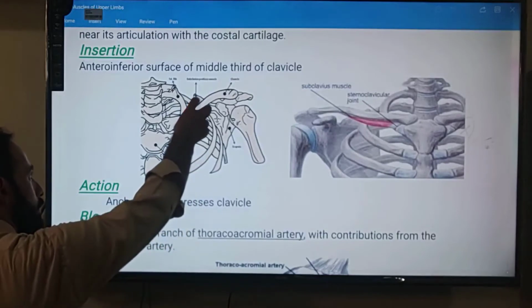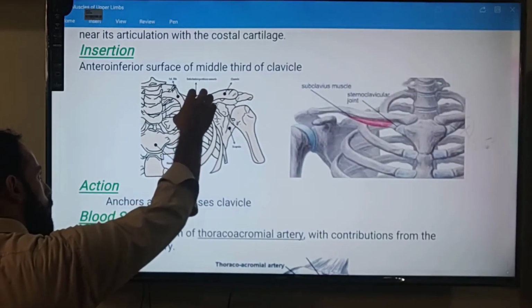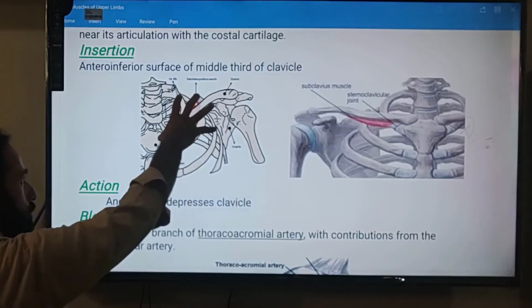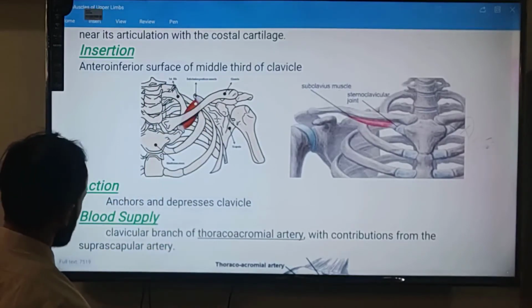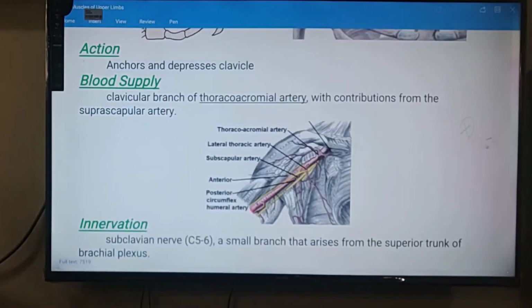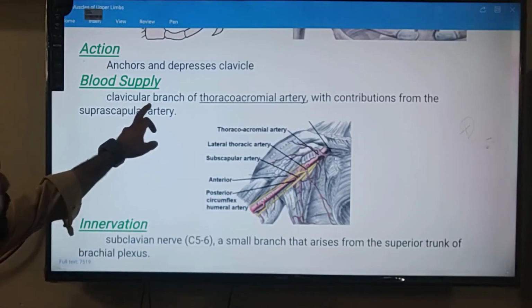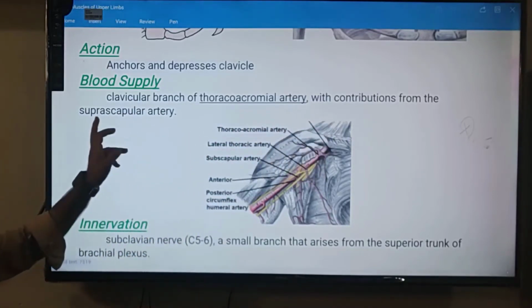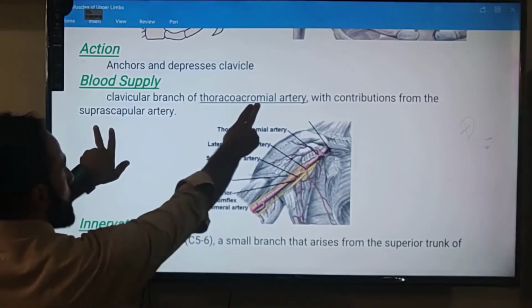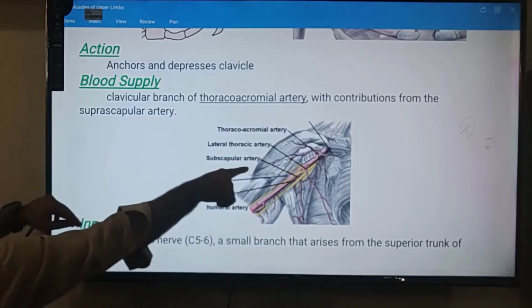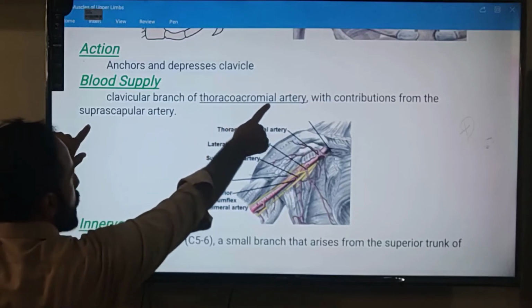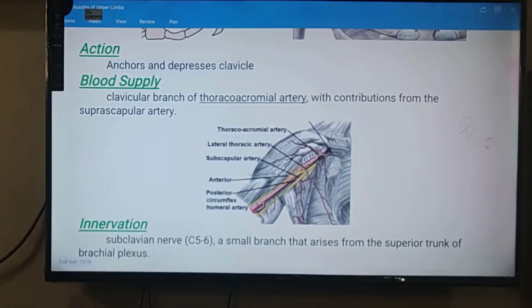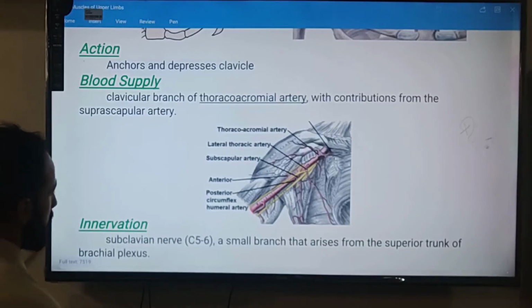Look, whenever this muscle contracts, the clavicle bone will go down, so it will depress, right? What is the blood supply of the subclavius muscle? The clavicular branch of the thoracoacromial artery, with contributions from the suprascapular artery. So these two arteries will give branches to the subclavius muscle, the thoracoacromial artery and the suprascapular artery.